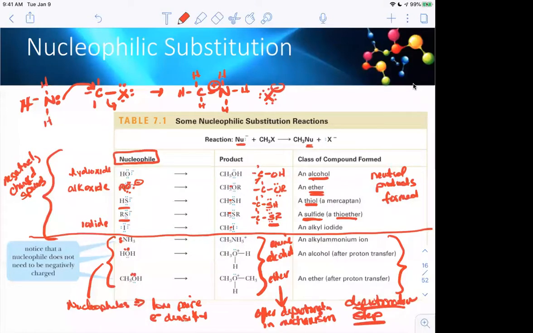So I don't actually isolate this charged species. Those nucleophilic species are going to end up deprotonating this intermediary charged product, and I end up with either the amine, the alcohol, or the ether as the final product.